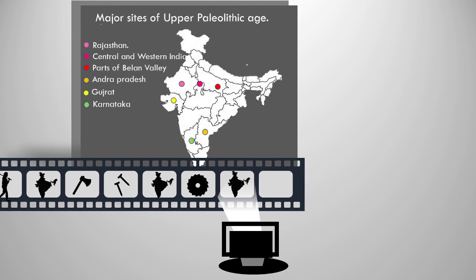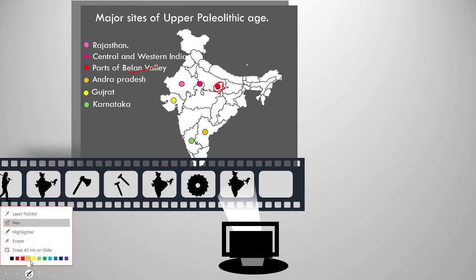Yes, there are some major sites, but these are all states of India, and there are very few sites. First comes Rajasthan. Complete Rajasthan comes under the upper Paleolithic age. Central and Western India, meaning some part of Central and some part of Western. Now parts of Belan Valley. I told you where Belan Valley is. It's right over here. Southern Uttar Pradesh.